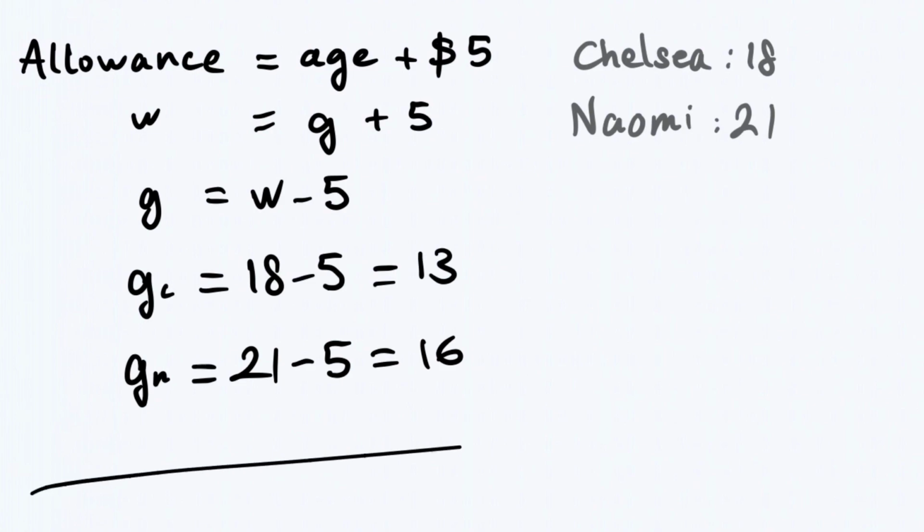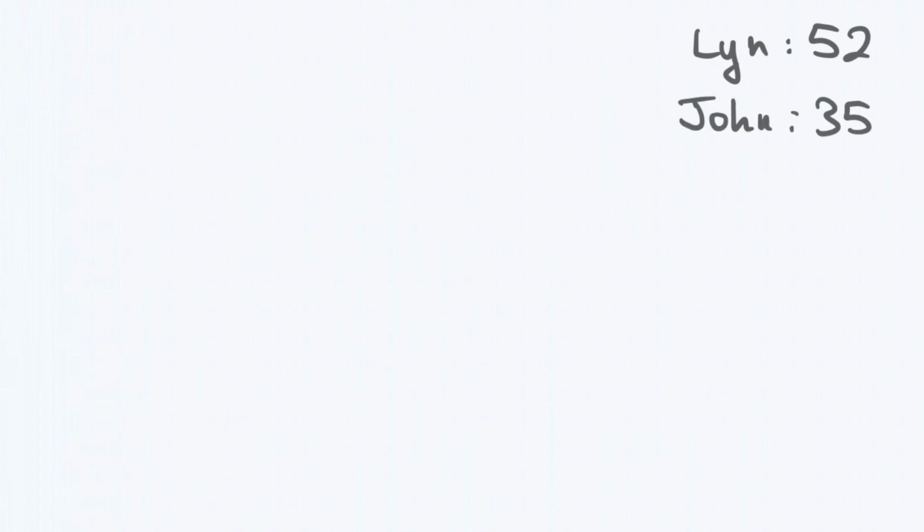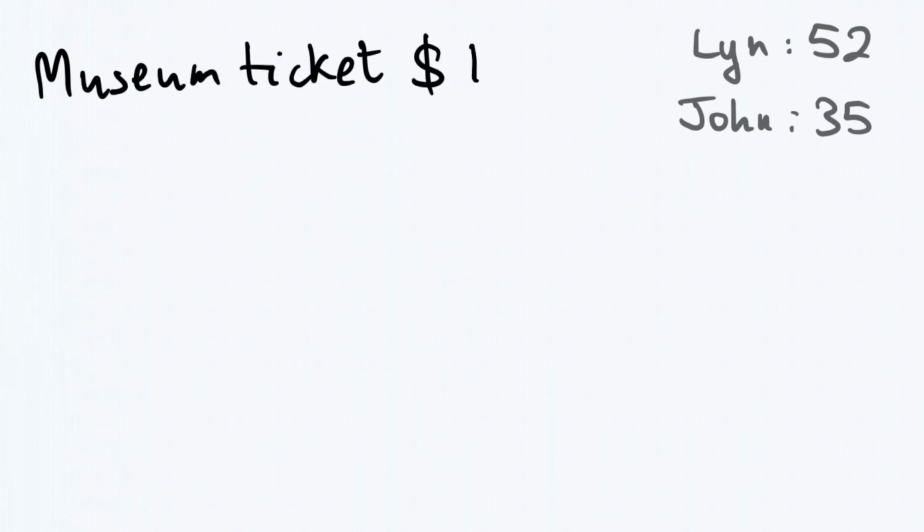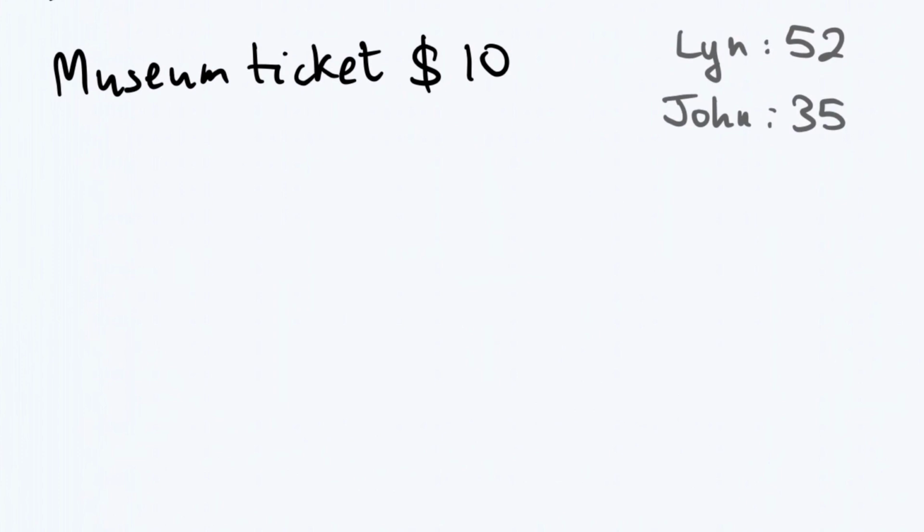Let's try another situation. We have Lynn and John who visit a museum, and they each buy their ticket that costs $10. Before buying her ticket, Lynn had $52. And before buying his ticket, John had $35. So we said that we have a museum ticket that costs $10. We want to calculate how much they are left with after buying their tickets. So meaning money after is what we are solving for.